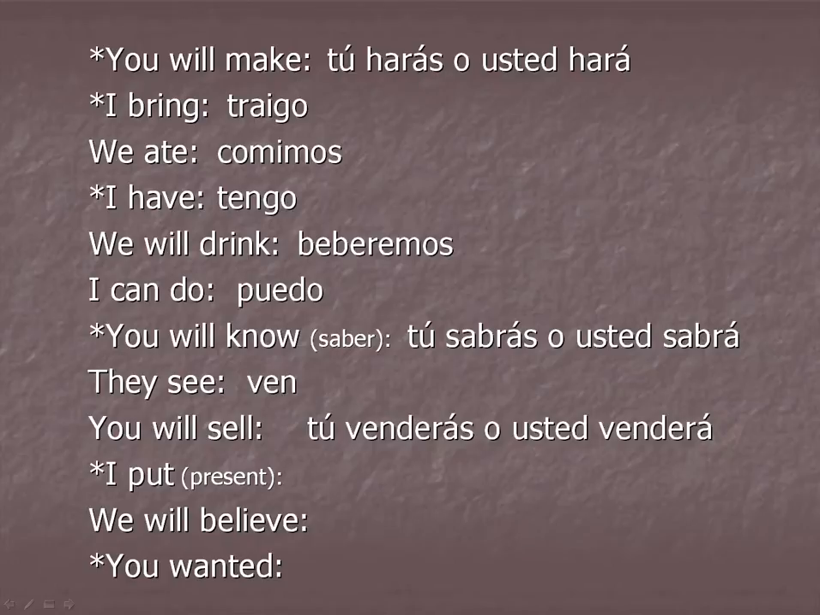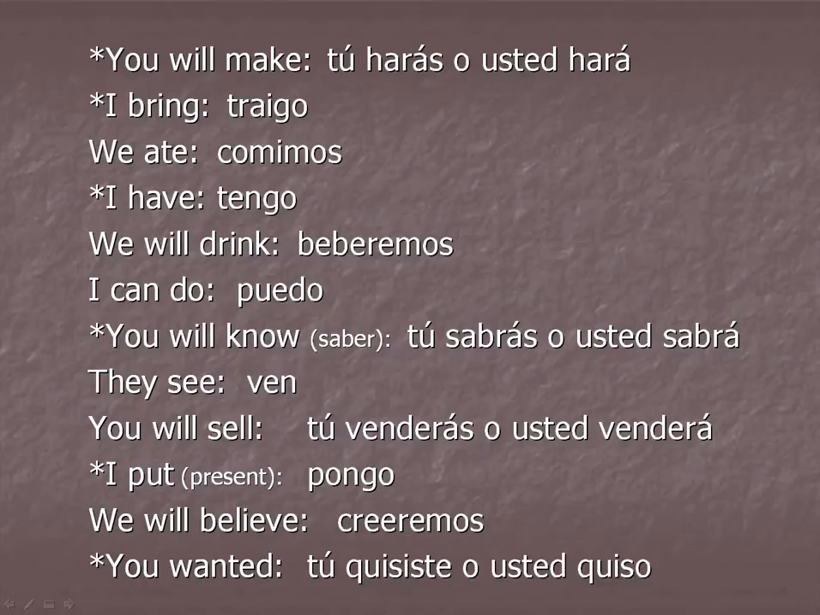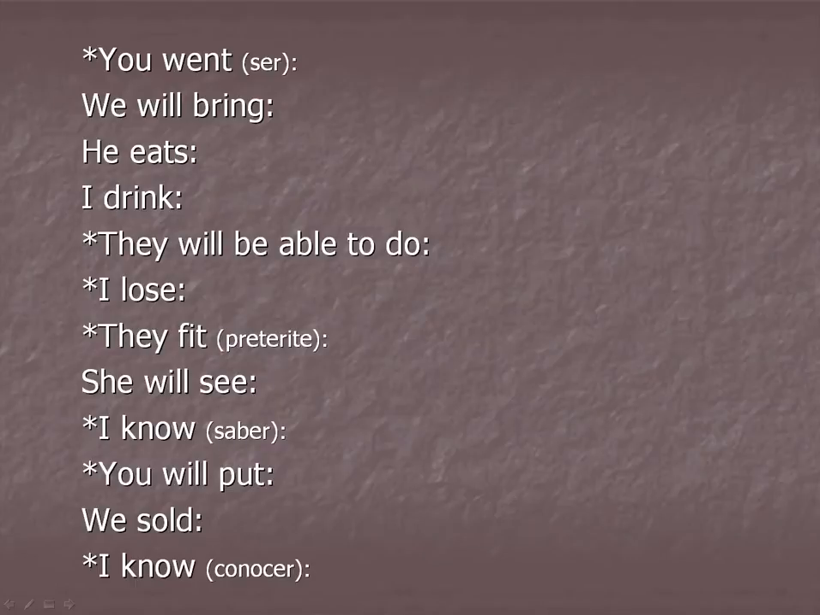I put. Present tense. Yo pongo. We will believe. Nosotros creeremos. You wanted. Tú quisiste o usted quiso. You went. The verb ser, excuse me. This is another one that's completely irregular. Tú fuiste o usted fue. We will bring.